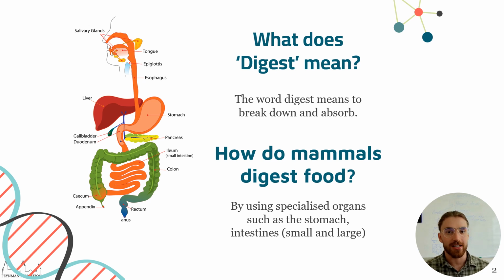So before we start, let's look at the word digestion. What does it mean to digest something? To digest something means to break it down and then absorb it. And how do mammals digest their food? By using specialized organs that are adapted to exactly this, breaking down the food into simpler molecules that can then be absorbed and used by our bodies.